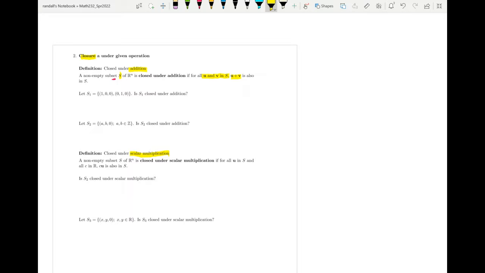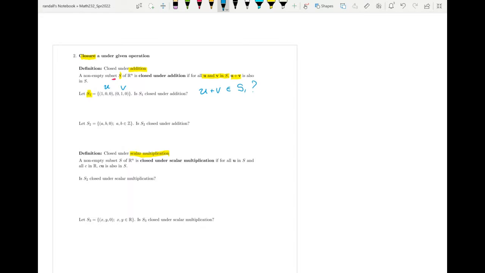So let's look at some examples. So here's a set S1, and it consists of just two vectors. They're explicitly written out, (1, 0, 0) and (0, 1, 0), two vectors in R3. Is it closed under addition? Well, we have to check whether, if I take two vectors from that set and I add them, is the sum of them in that set? Here are the two vectors. Let's call them u and v. So I want to check whether u plus v is in S1.